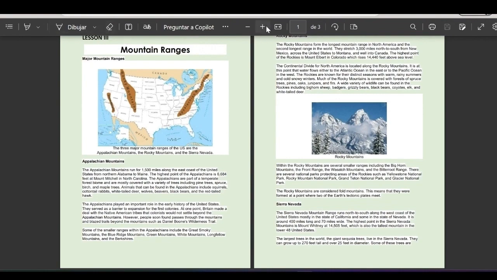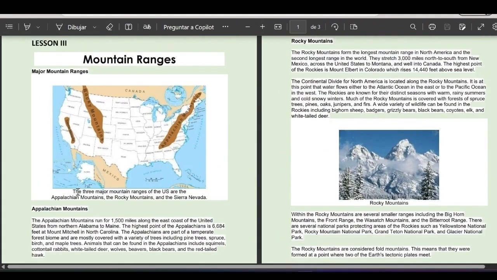What are the mountain ranges? The major mountain ranges are 3: the Appalachian Mountains, the Rocky Mountains, and the Sierra Nevada.